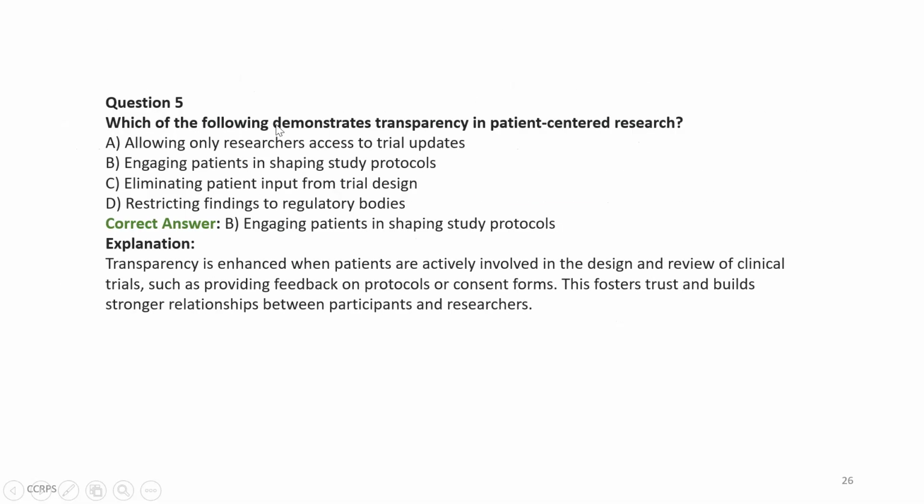Question five, which of the following demonstrates transparency in patient-centered research? Most appropriate answer would be B, engaging patients in shaping study protocols, as transparency is enhanced when patients are actively involved in the design and review of clinical trials, such as providing feedback on protocols or consent forms. This fosters trust and builds stronger relationships between participants and researchers.